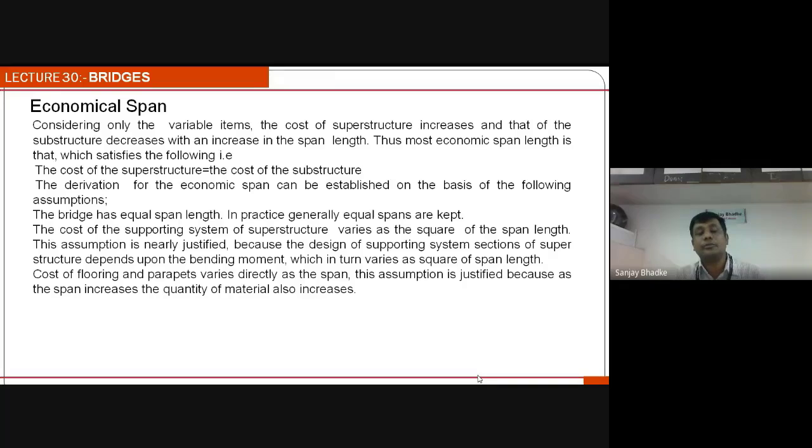Economical span is a very important thing when you consider a bridge. When the cost of the superstructure is equal to the cost of the substructure, we can say that the bridge is an economical bridge, and the bridge has equal span lengths. In practice, generally equal spans are kept. So economical span is very important while we are doing the audit of the bridge.